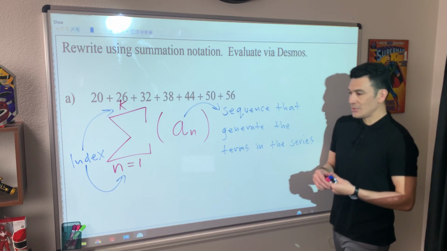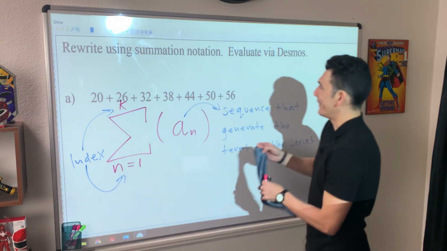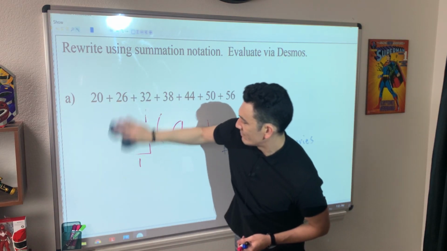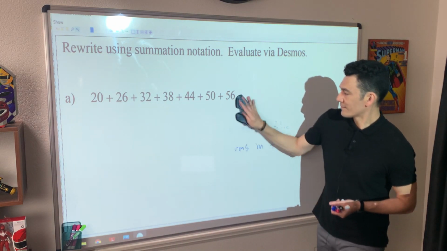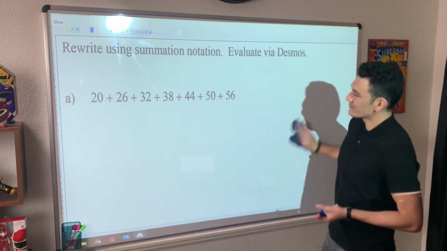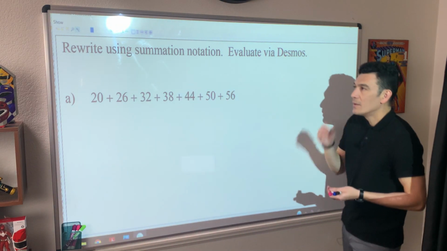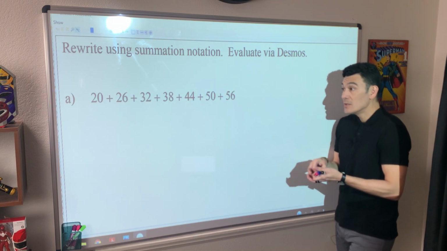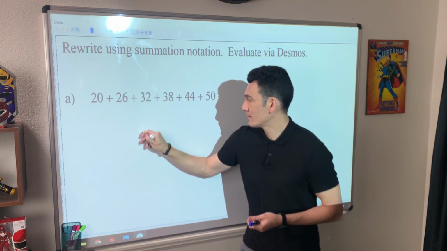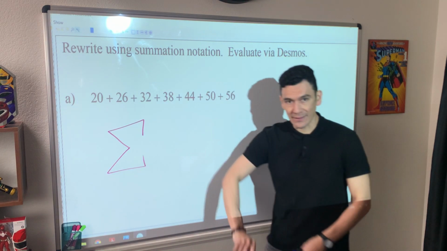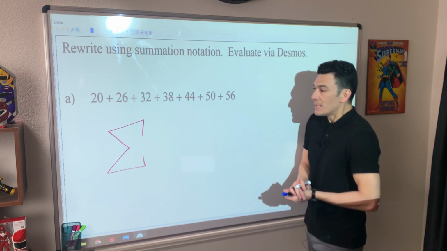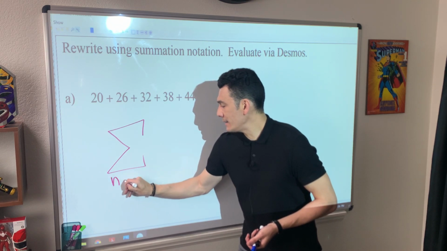Rewrite using summation notation. Okay. Evaluate via Desmos. All right. So, rewrite using summation notation. So right away, without delay, I know that I'm going to need this symbol here. That represents summation notation. And let's see, so our index n equals 1.